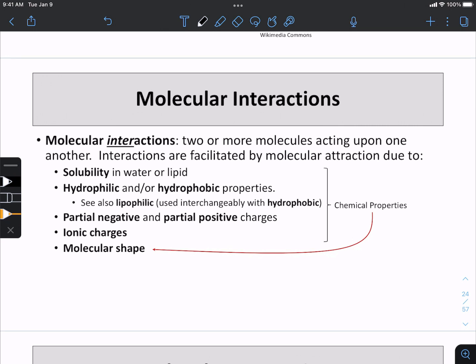And so these molecular interactions are facilitated by a number of different properties, including solubility, whether the molecules are hydrophobic or hydrophilic. And when we're dealing with large molecules, we usually have domains that are lipophilic versus hydrophilic. We've got the ionic charges, we've got polar charges, we've got the three-dimensional shape. All of these end up dictating which molecules will interact with each other and which ones will not.